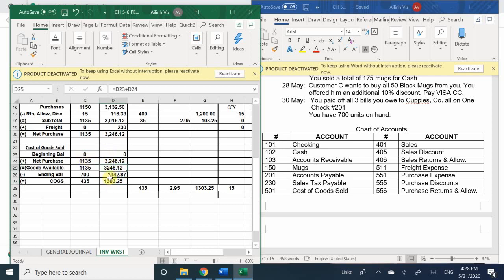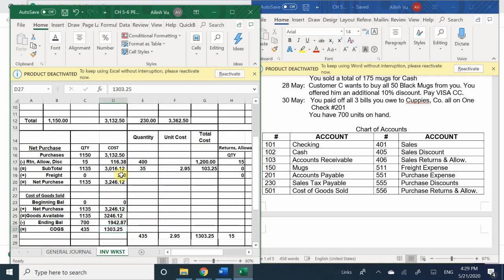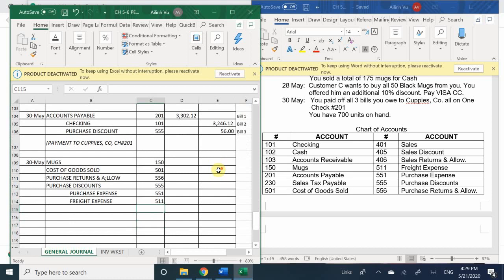All right. So our new number is now 3246.12 instead of what it was before. Okay. Yeah, sorry about that, guys. I totally forgot about the purchase discounts that we just calculated in our journal right here. We have purchase discounts. Okay, so the numbers are going to change a bit. I do apologize. That's okay.